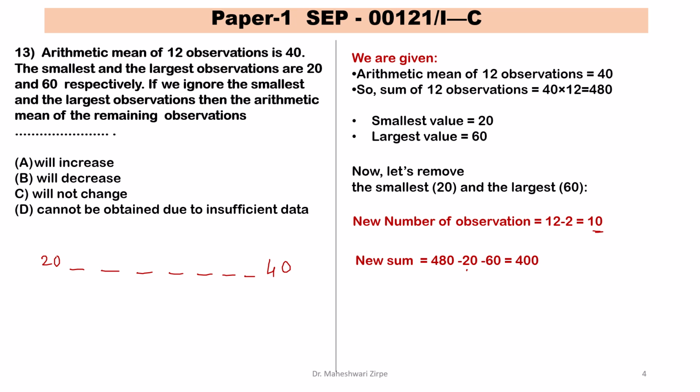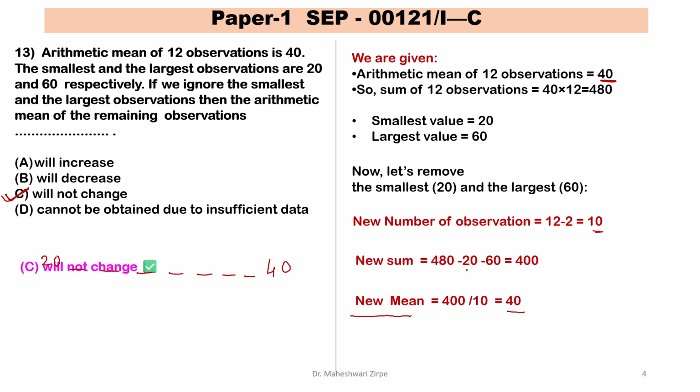Now what you have to do? You have to simply divide 400 by 10, because the new number of observations is 10. So 400 divided by 10 is nothing but 40. That means this is your new mean. The new mean is again 40, and the previous mean was also 40. That means there is no change. So option C is the correct option. There will not be any change in the mean.